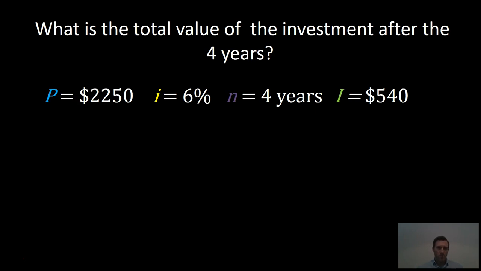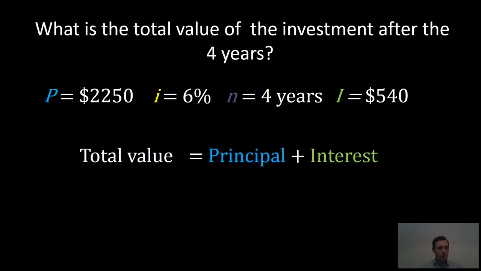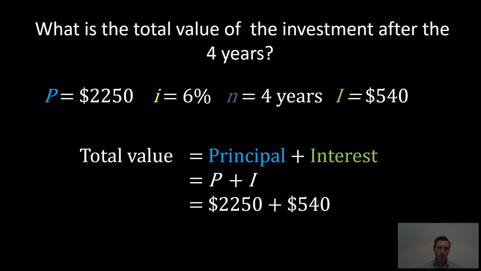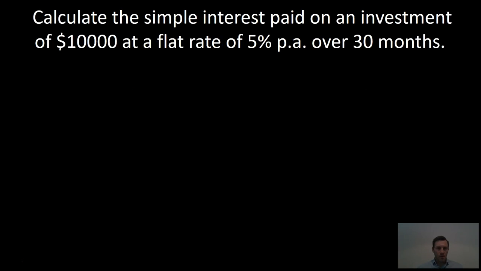Again, what's the total value of the investment after 4 years? Same situation, we add the interest to the principal and we get 2,250 plus 540. The total value is $2,790. We'll look at another example.